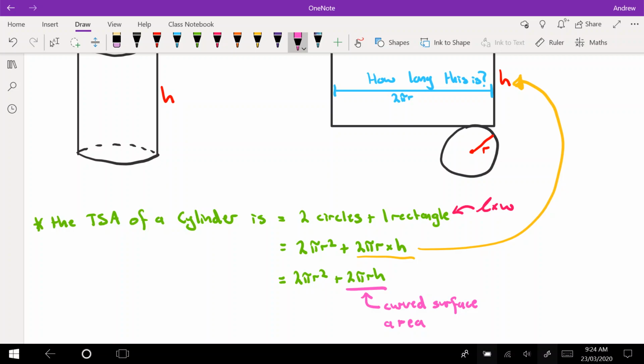So the curved surface area, so you've got this piece of paper, right? So let's say that had a top and a bottom, so that'd be a cylinder. The curved surface area is this bit, excluding the faces of the cylinder.